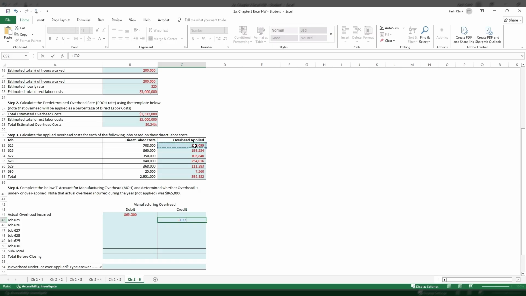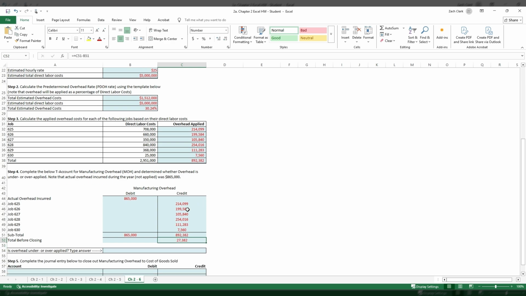Okay, then we're going to link up to each one of these overhead applied amounts, because this is all going to be credits to manufacturing overhead throughout the year as those jobs are being worked on. And then we just add up both sides of the T account for manufacturing overhead. We subtract the bigger from the smaller side, and then we end up with 27,382 of a credit balance, and we can then say that we, as I just mentioned before, were over applied.